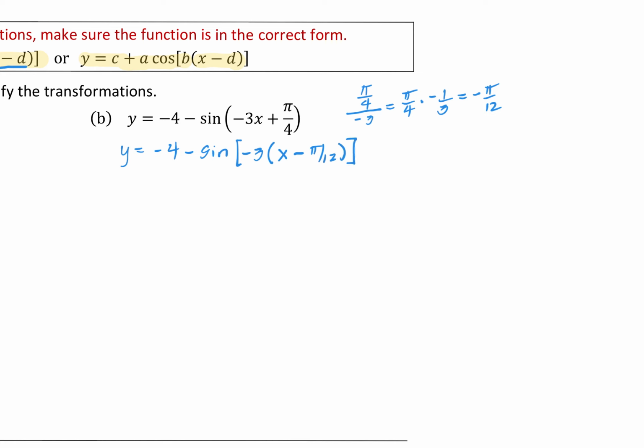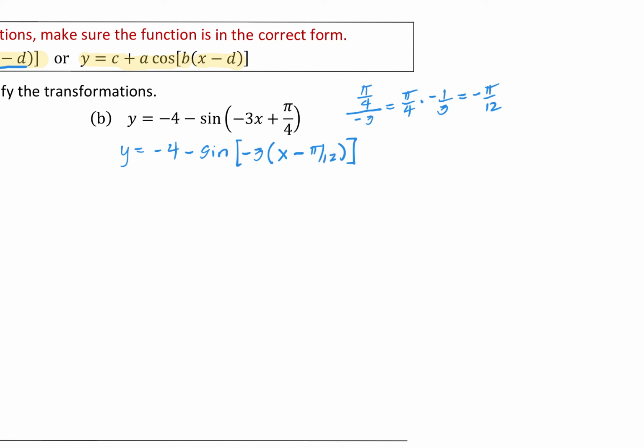Okay, let me double check. If I was to distribute that negative 3 on the outside, I would have a negative 3x, and then the negative would turn to a plus, and I would have 3 pi over 12, which would reduce to pi over 4. Okay, all correct.